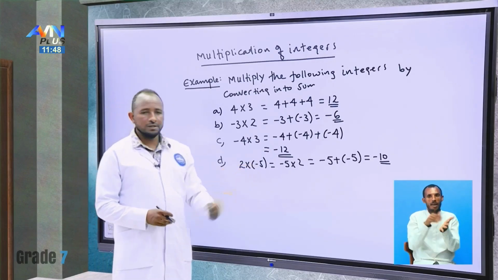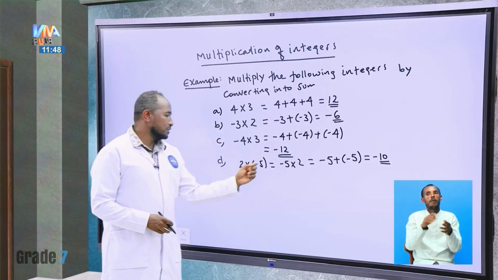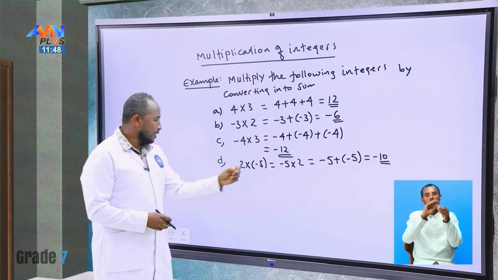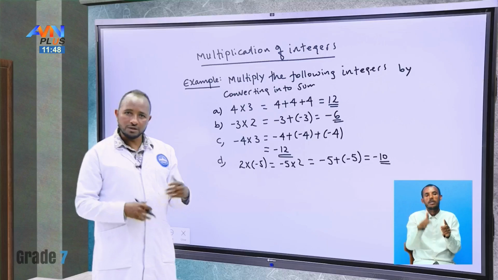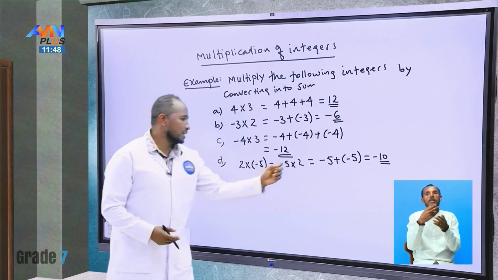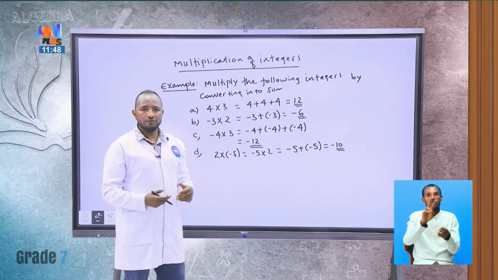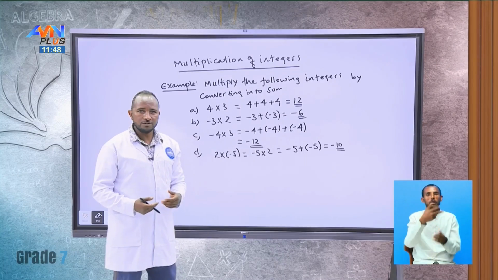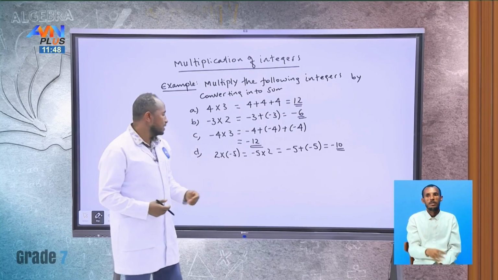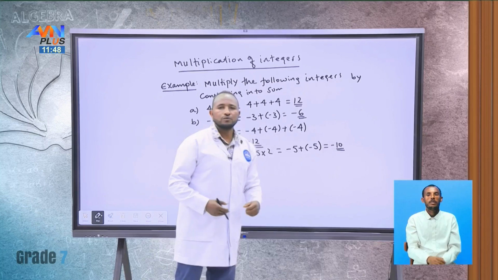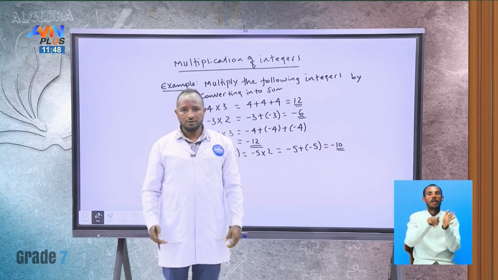Again here, look at this example. When you multiply these two numbers, one is positive, the other is negative. In this case, simply put the negative sign and take the product of the two numbers, 2 and 5. 2 times 5 is this much? It is 10. Therefore, the correct answer for this will be -10.